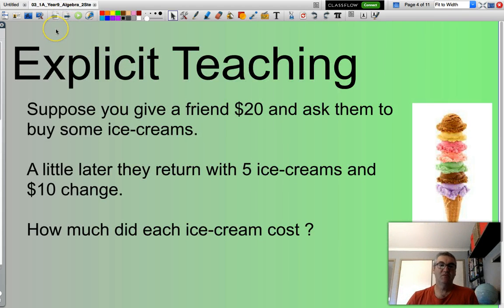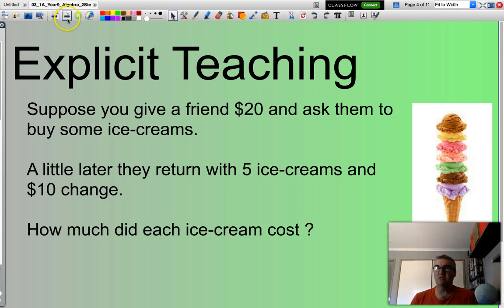So suppose you gave a friend $20 and you asked them to go and buy some ice creams. A little later on they returned with 5 ice creams and they gave you $10 change. Your friend may wander off and then you wonder, how much did each ice cream cost? To solve this problem, you would actually be solving an algebraic equation. It's fairly obvious to do that in your head, but we're going to look to do this mathematically.